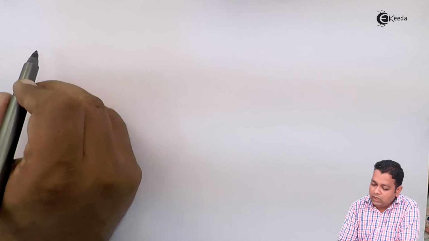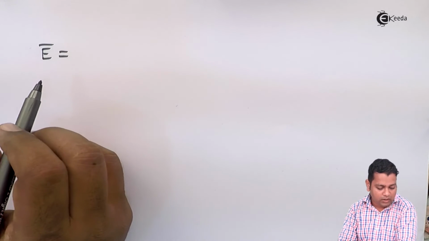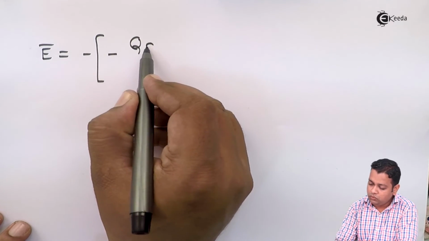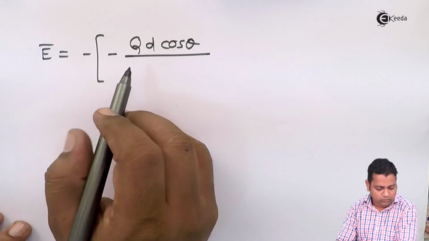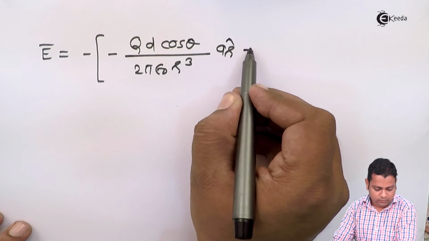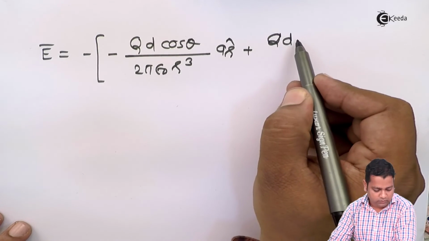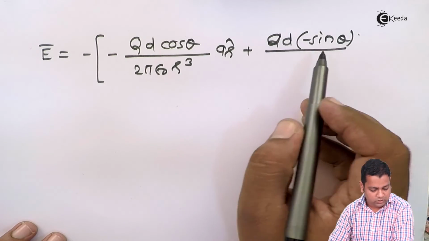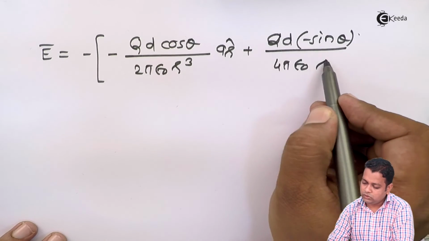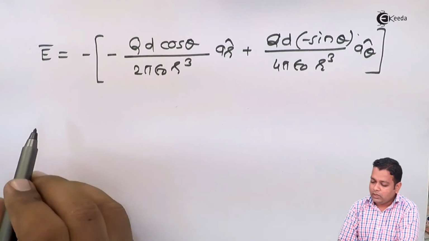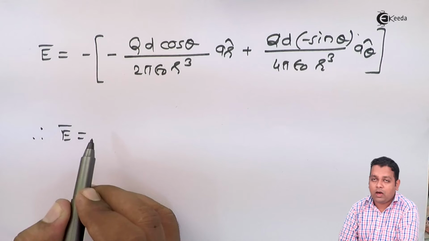Okay, so we get the electric field intensity in this form. We take the partial differentiation and make it more simplified. Hence we get capital E bar electric field intensity vector is equal to minus in bracket the first term minus Q d cos theta upon 2 pi epsilon 0 R cube AR cap plus the second term will be QD minus sin theta, as it was the partial differentiation with respect to theta. In the denominator we have 4 pi epsilon 0 R cube, and this will be along with the unit vector A theta cap.